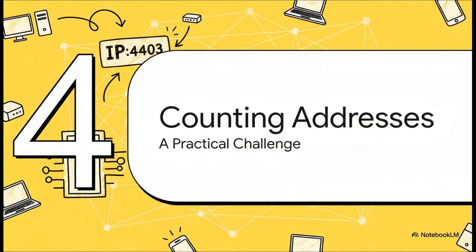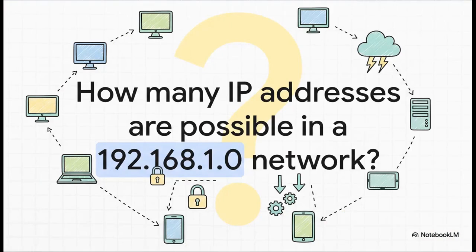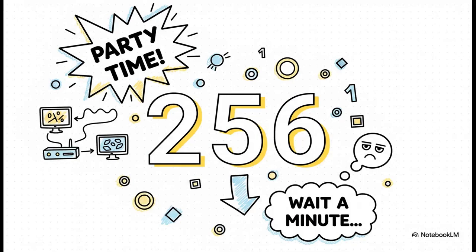Okay, now that you know all the key players and how they work together, let's put that knowledge to the test. Let's try a practical challenge that network pros have to think about every single day. Using everything you've just learned, take a look at this really common network. We know the first 3 numbers are locked in by the subnet mask. Only that last number can change. So the question is, how many total IP addresses are possible for all of your devices? If you said 256, you are on the right track. That last number can be anything from 0 all the way to 255, which gives us a grand total of 256 possibilities.